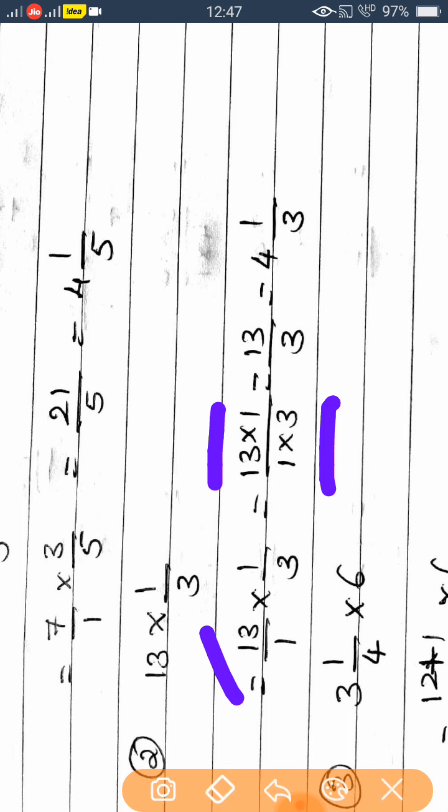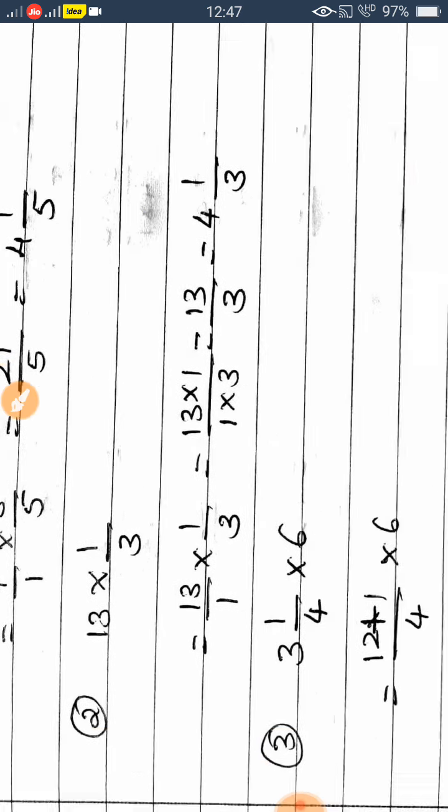See, in addition and subtraction we have to convert two or more fractions to the same denominator by taking the LCM of the denominators. But here it is not necessary to take the LCM and make the denominators the same. Just multiply. So 13 into 1 is 13, 1 into 3 is 3. So 13 by 3 is also an improper fraction. If you convert it, it is 4 and 1 by 3. You can check by dividing the numbers.